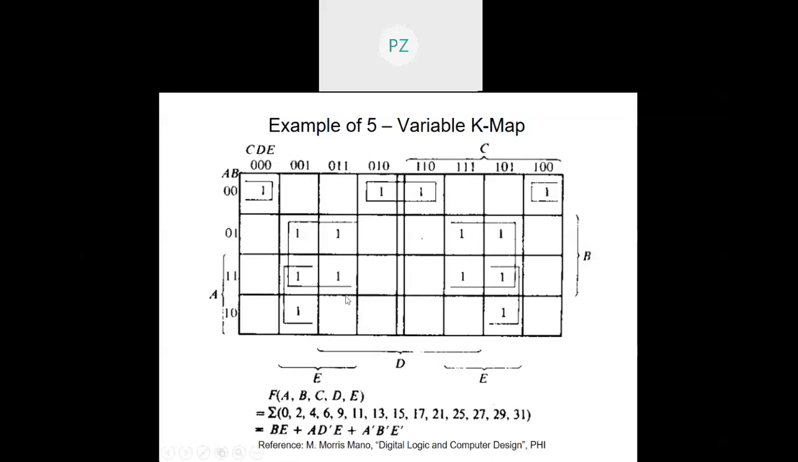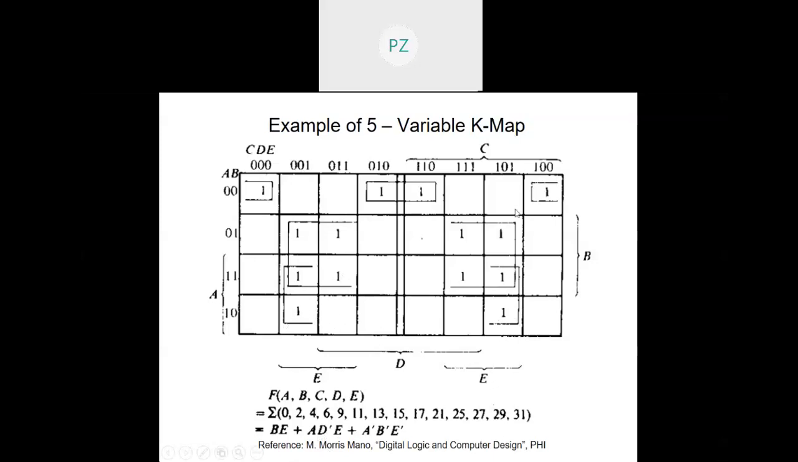Now let me look for the second largest possible combination. I can see that the second largest possible combination is these two ones and these two ones put together, so four ones put together. Again, over here I get an A, B gets eliminated. In these two, what is constant is D and E, but D is 0 and E is 1, so this will be D dash E. So A D dash E is the minimized product term that I'll get out of this combination of four ones.